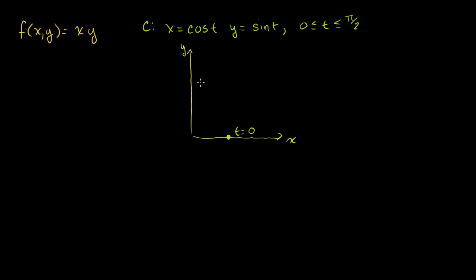Cosine of pi over 2, that's the angle, is 0. Sine of pi over 2 is 1. So we're going to be at the point 0, 1. So this is when t is equal to pi over 2. And you might recognize that what we're going to draw is actually the first quadrant of the unit circle. When t is equal to pi over 4, or 45 degrees, we're going to be at square root of 2 over 2, square root of 2 over 2.